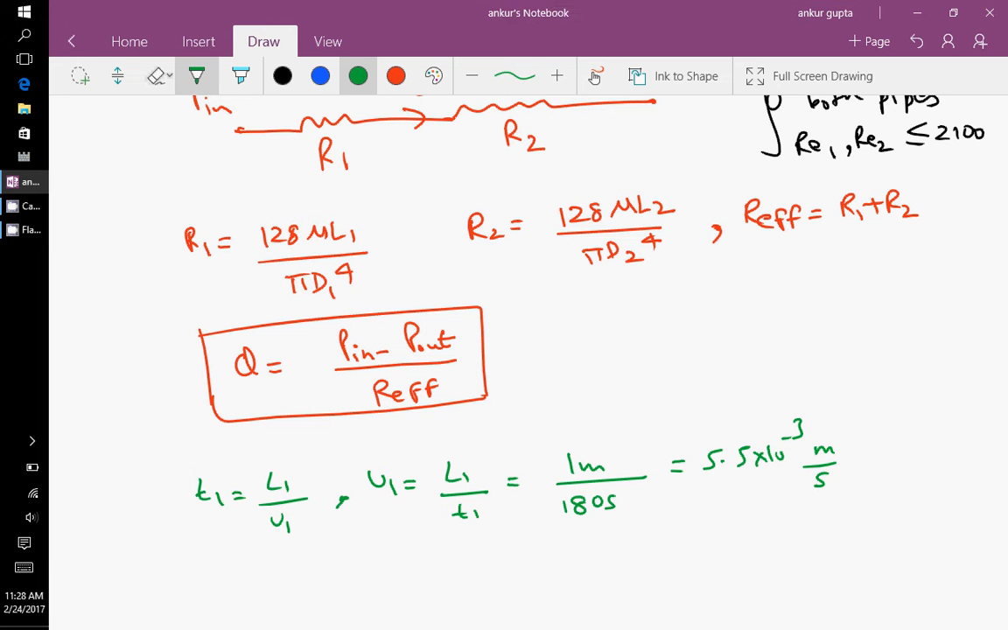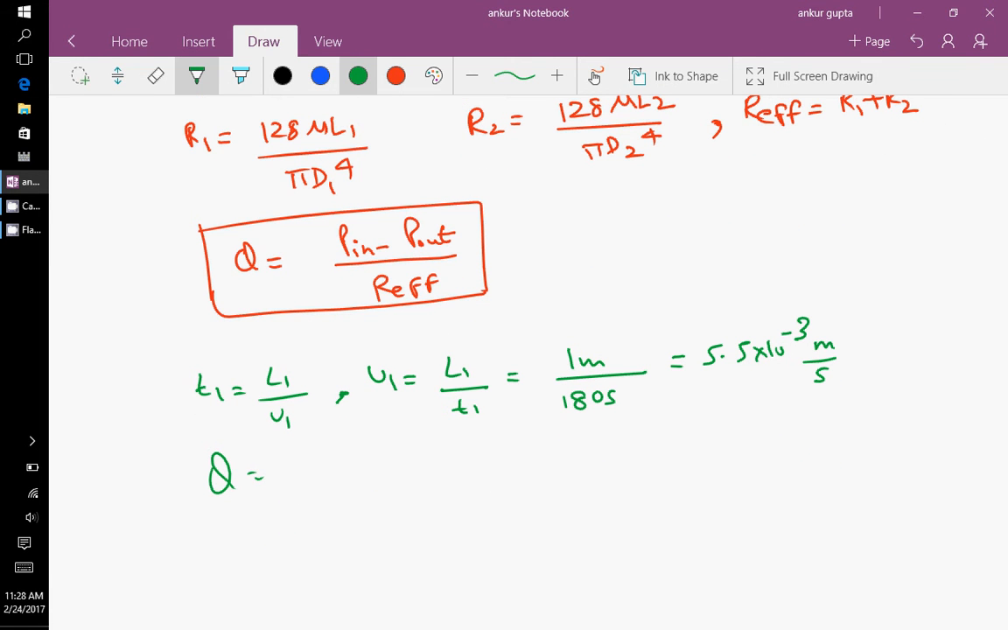So this is 5.5 into 10 to the power minus 3 meters per second, or 5.5 millimeters per second. Okay. Now that we know the velocity, we can calculate the flow rate. We should note that flow rate is same in both the pipes.